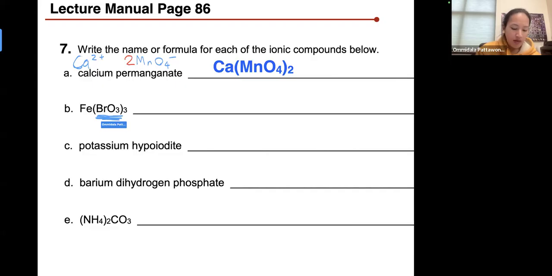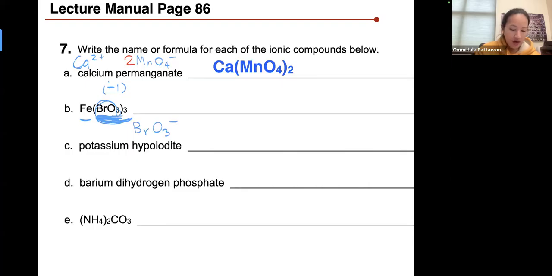How do I recognize that? Remember, this is metal, so this is the group of non-metal. When it comes as a whole group, that is the polyatomic ion. This polyatomic ion is the bromate. Each bromate is -1. This whole thing is BrO3, with a -1 charge.